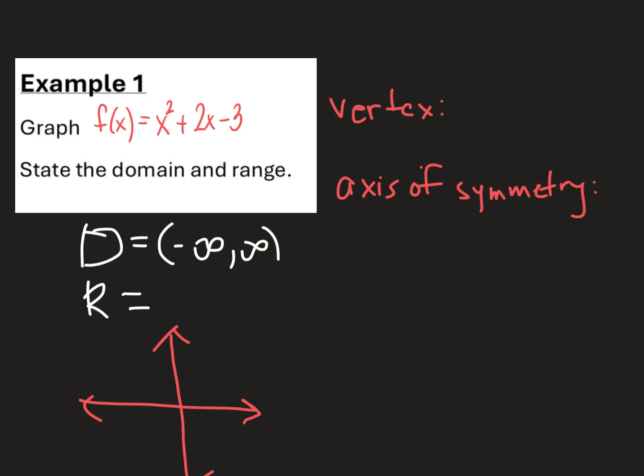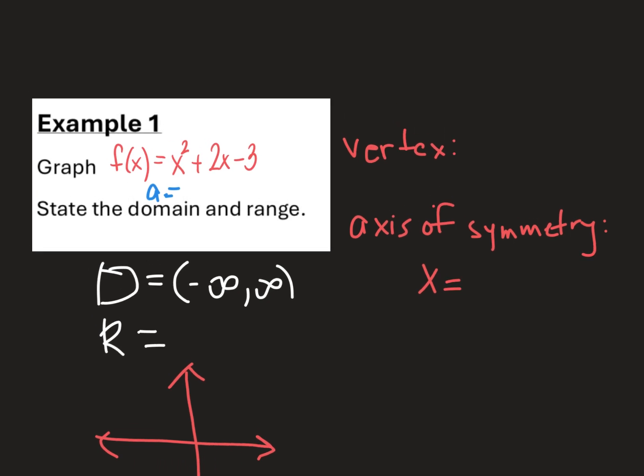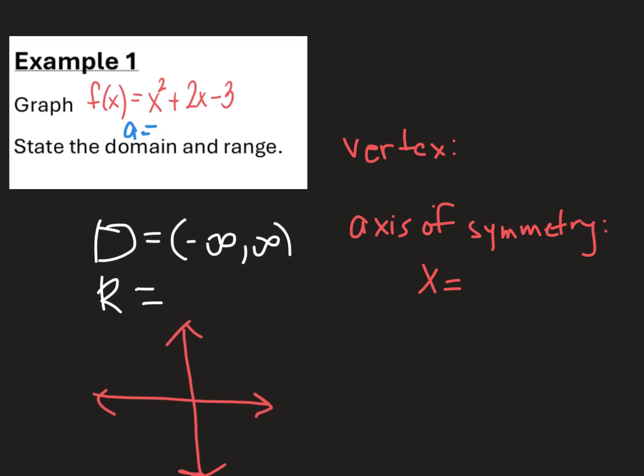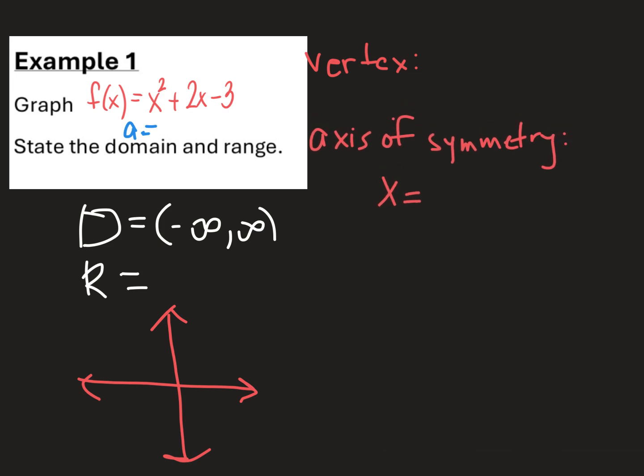So x equals, I'm going to name A, B, and C. A equals 1, 1x squared. A equals 1. B equals 2. C equals negative 3. So x equals negative b over 2 times a. Simplify that.